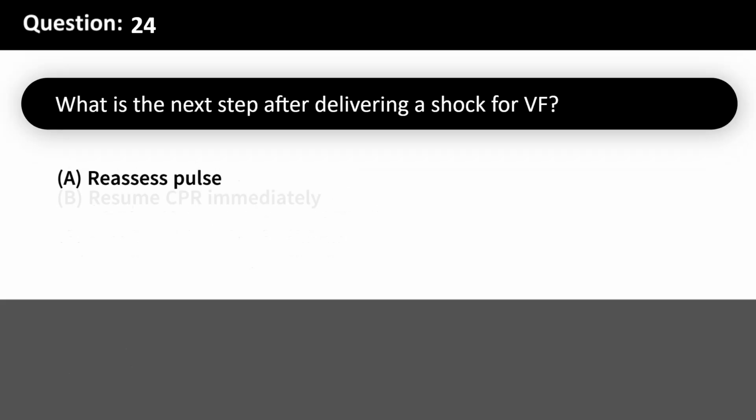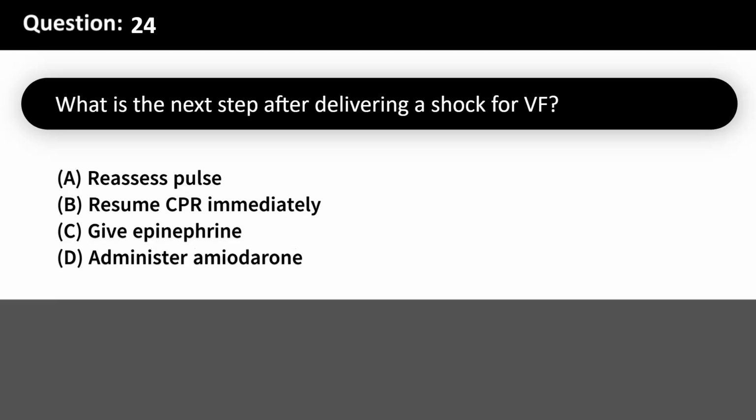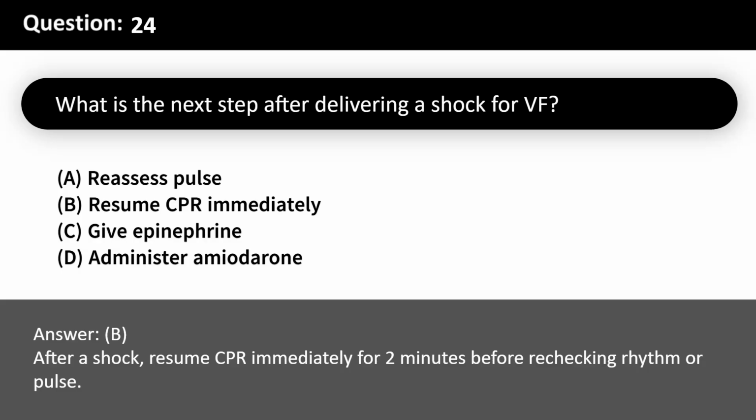What is the next step after delivering a shock for VF? A. Reassess pulse. B. Resume CPR immediately. C. Give epinephrine. D. Administer amiodarone. Answer: B. After a shock, resume CPR immediately for 2 minutes before rechecking rhythm or pulse.